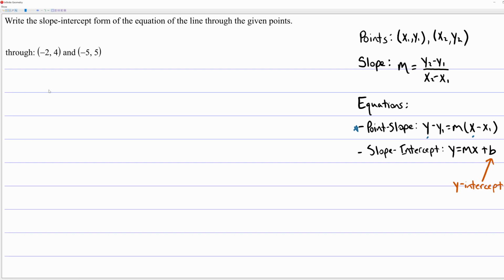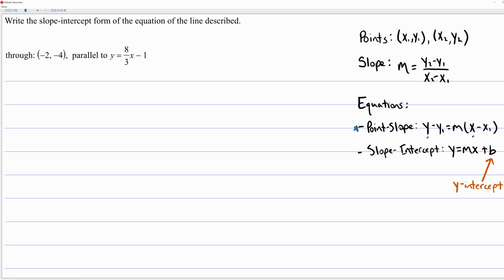So let's see what we have. We want the equation of a line that's through the point (-2, -4) and parallel to the line y = 8/3 x - 1. Now, in order to do this problem, there's a fact that you need to know about parallel lines.